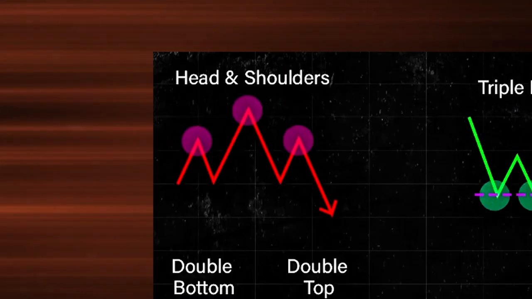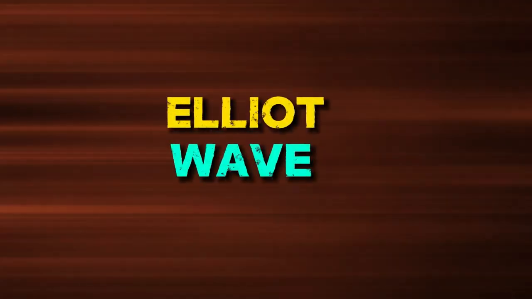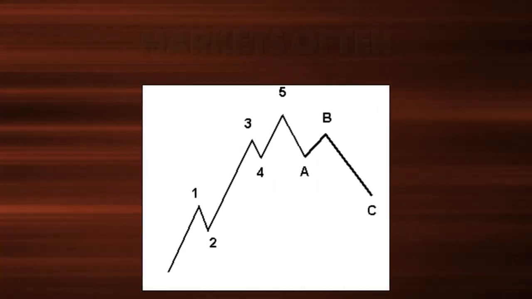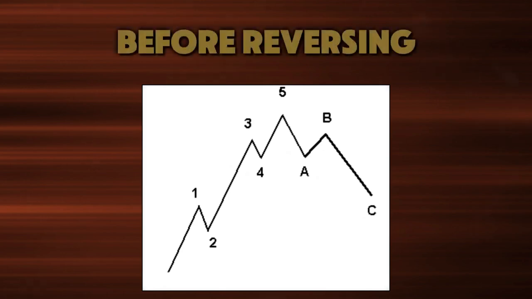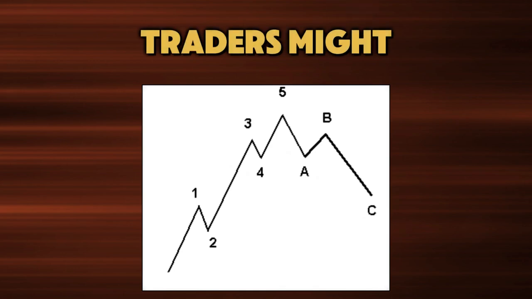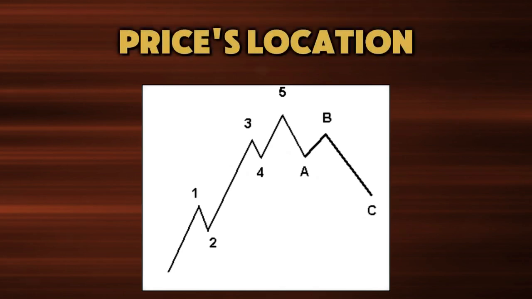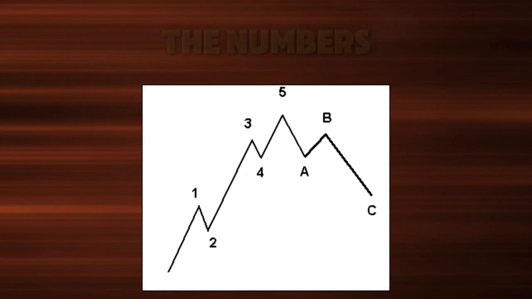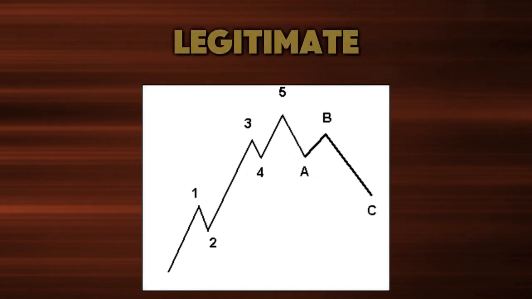Elliott Wave. By comprehending the Elliott Wave sequence, traders might forecast the price's location. The theory known as Elliott Wave postulates that markets often move in 5 waves before reversing and creating a new set of waves in the opposite direction. By following the pattern on a chart, we may assign the numbers 1 through 5 to each wave point. Currently, there are rules in place to guarantee that a movement is regarded as legitimate.